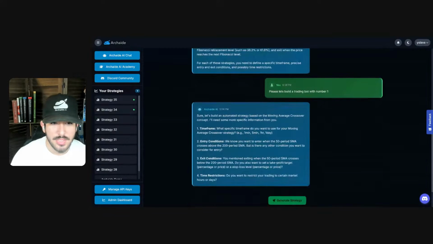Cool. So it says, sure, let's build an automated trading strategy based on the moving average crossover concept. I'll need some more specific information from you. Number one, time frame. What specific time frame do you want to use for your moving average crossover strategy?